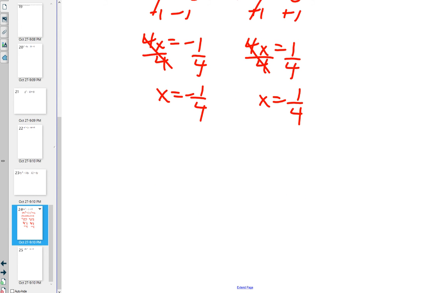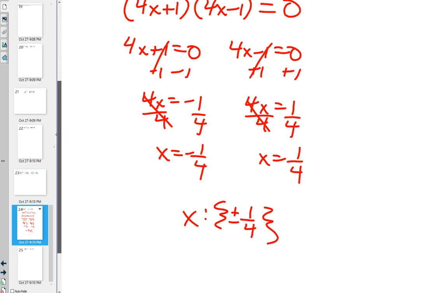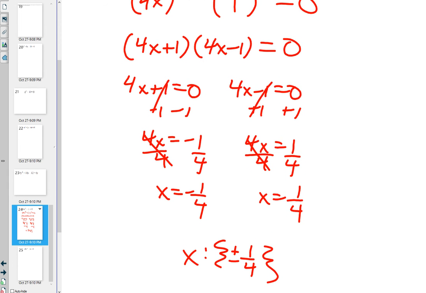What do you notice about these two solutions? Well, the sign is different, so when they write a solution set, again, I'm going to give you multiple choice, so even if you didn't learn how to write a solution set, you can get away with it. What you very well could see is they would just write the 1 over 4 one time, but then put a plus or minus in front of it.